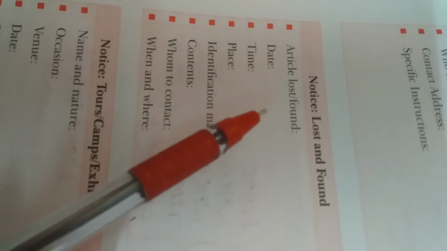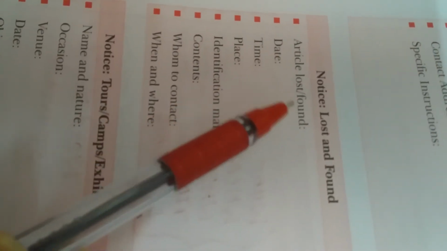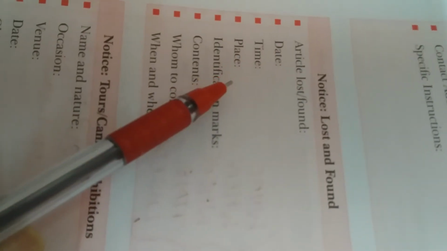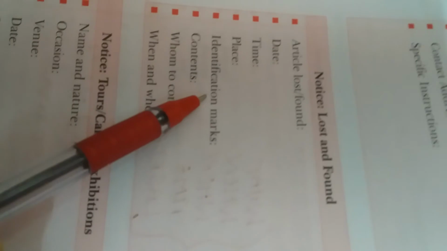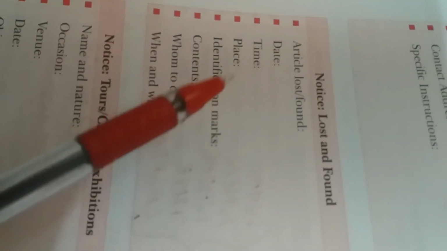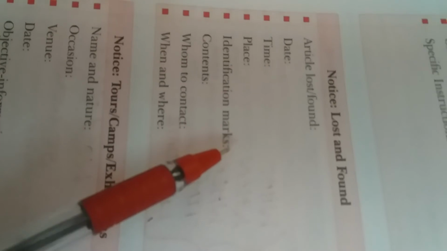Then the next one is about lost and found. In lost and found, there is a little bit of variation. Other than the points which are included, what is lost or found, on what date, the time, the venue where it is lost or found. In the case of lost, we should give a brief description of the commodity or article that is lost.